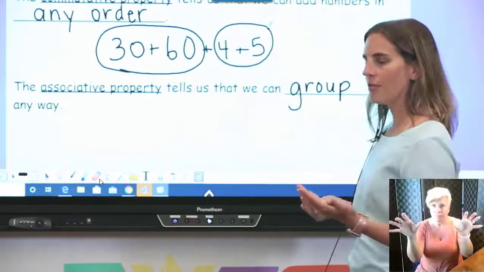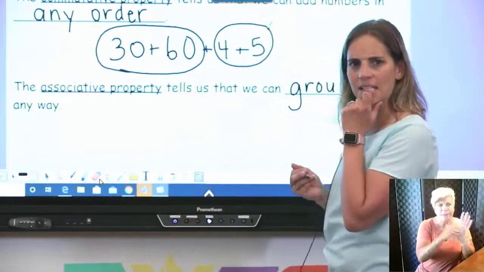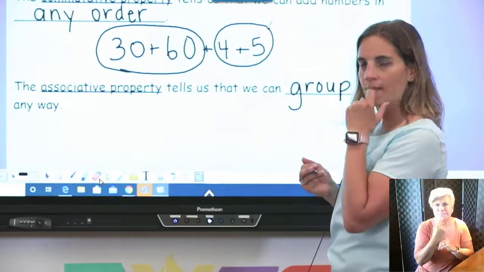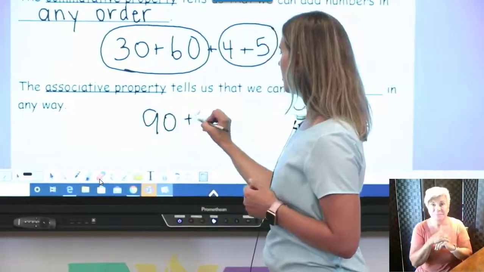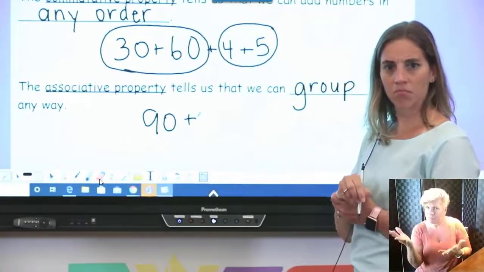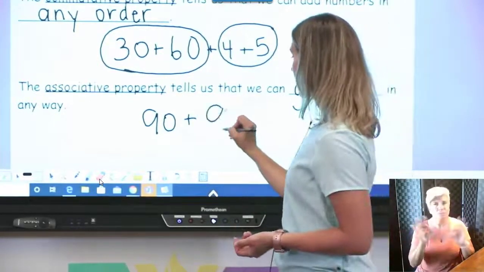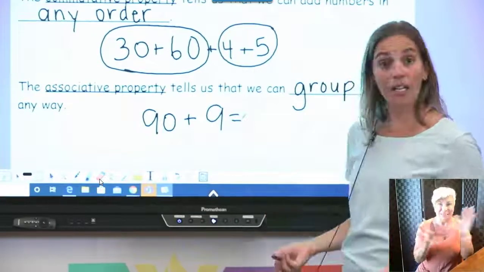Now let's solve that. What's 30 plus 60? Yeah, 90. Okay. All right. What's 4 plus 5? 9. Perfect. So if I add 90 plus 9, what answer do I get?